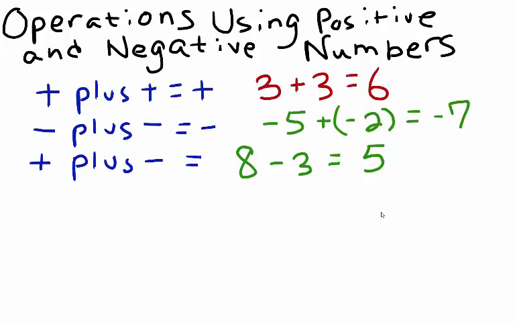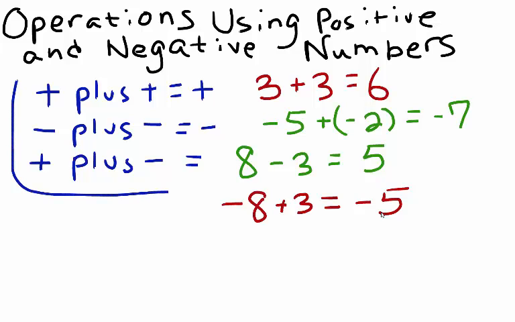Suppose we have negative 8 plus 3. We're going to apply the same principle, taking the difference between the two numbers and using the sign of the larger. So negative 8 plus 3 equals negative 5. These are your basic rules involving addition and subtraction with positive and negative numbers.